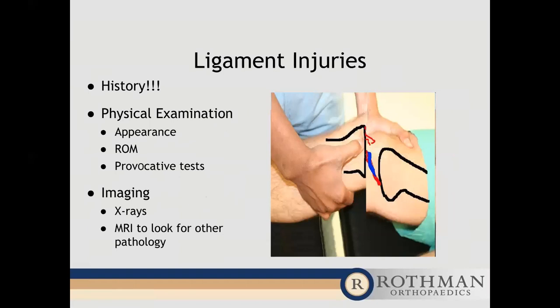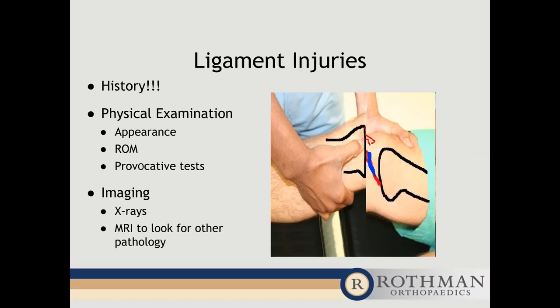So again, we want to get the history. When somebody tears a ligament, there usually is a very distinct history that goes along with that ligament injury. Whether it's a twisting injury in a non-contact situation in sports, or whether they got hit from the inside or the outside of their knee, those involve different ligaments. So first thing we want to do, we want to look at the knee. Is it swollen? Is there bruising? Is it malaligned in some way?